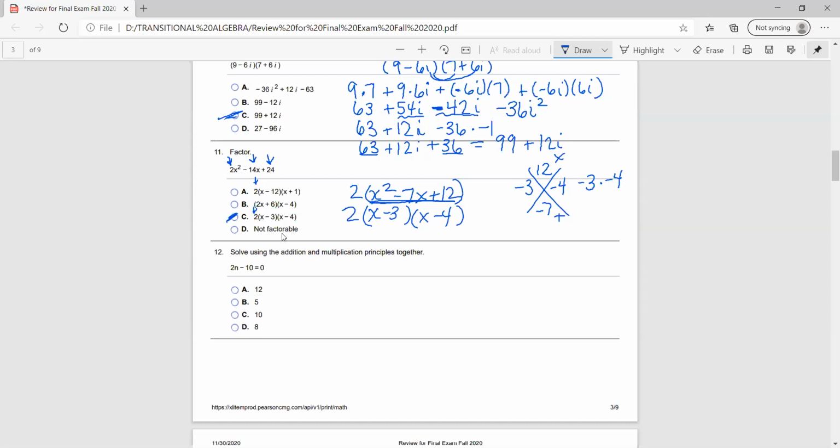So solve using addition and multiplication principles together. This is really just solving an equation problem, so very easy. We're just trying to figure out what n is, so we would go and add 10 to both sides of our equal sign. So we've got 2n is equal to 10, divide by 2. So n is equal to 5. The right answer is going to be B on that one.